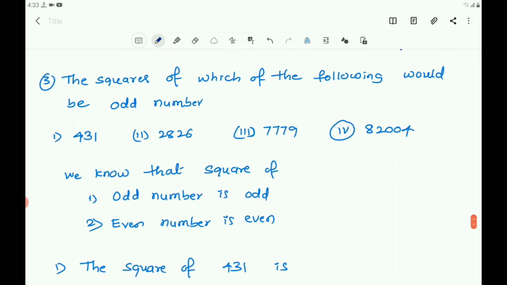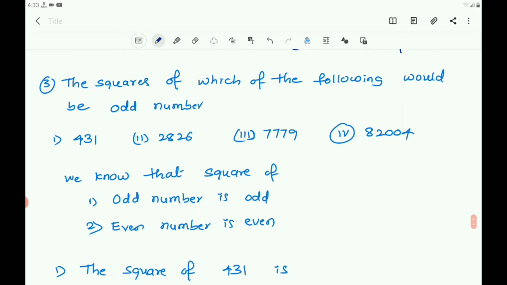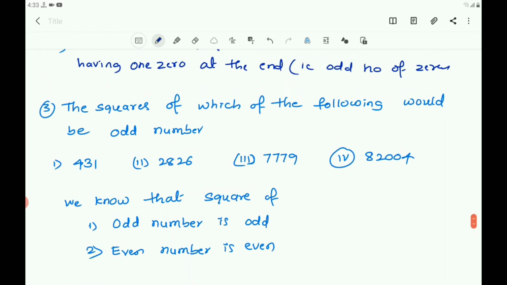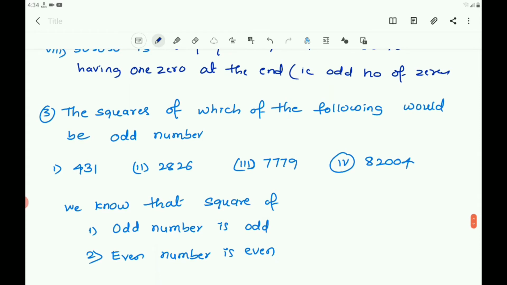Next one is: the squares of which of the following would be an odd number. You know that the square of an odd number is odd, and the square of an even number is even. First one 431, that is an odd number, its square must be odd. Second one 2826 is even, so its square must be even. Third one 7779 is odd, so its square must be odd. Next one 82,004 is even, so its square must be even.